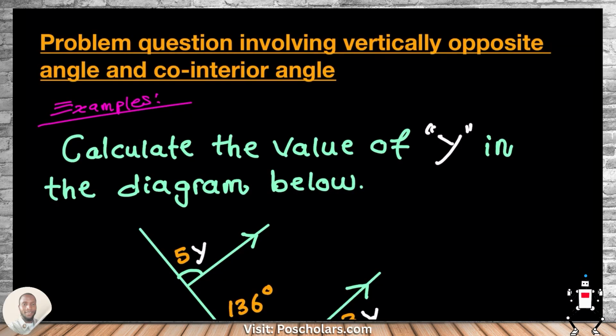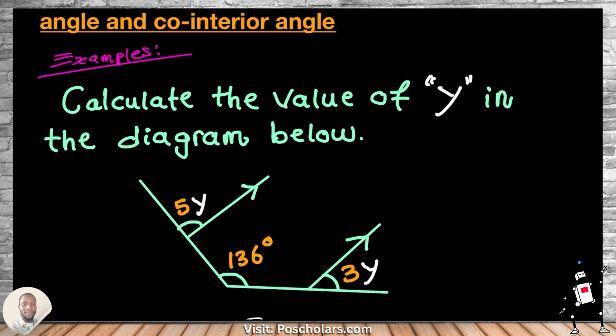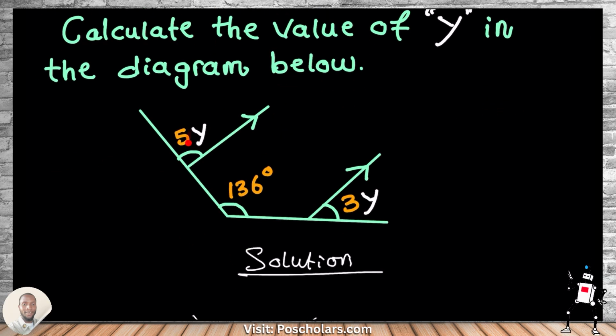If you are preparing for NECO exam, WAEC exam, JAMB exam, or any other college exam, then this video is for you. The title of this video is Problem Question Involving Vertically Opposite Angle and Cointerior Angle. So we have a question to solve together. The question says calculate the value of y in the diagram below. Here is the diagram and we have to find the value of y.